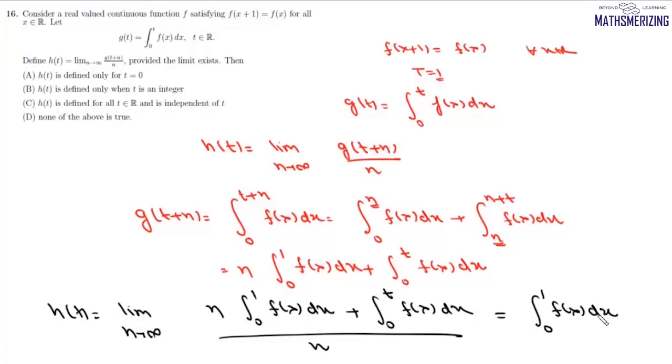which is a constant function. So this h(t) is defined for all t belongs to R and it is independent of t, and that's here option C.